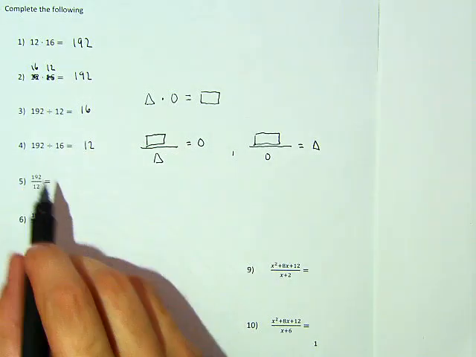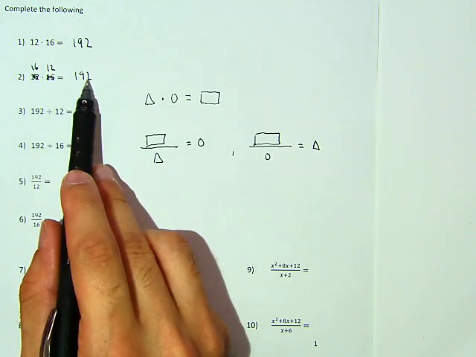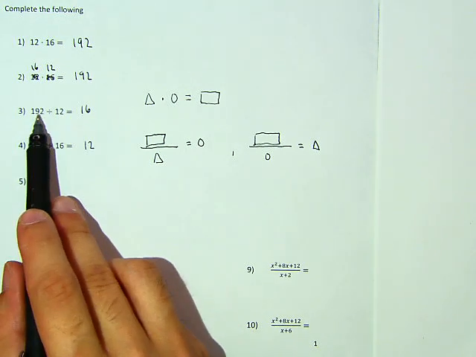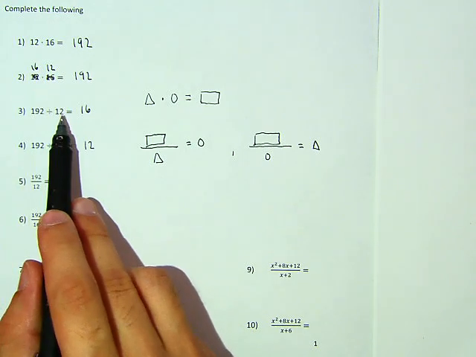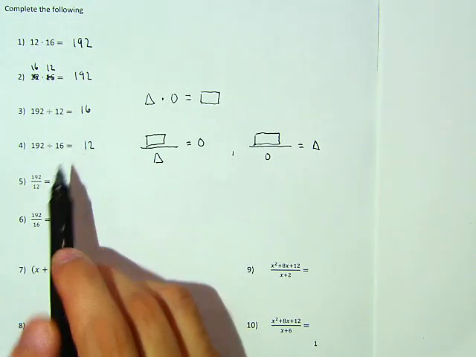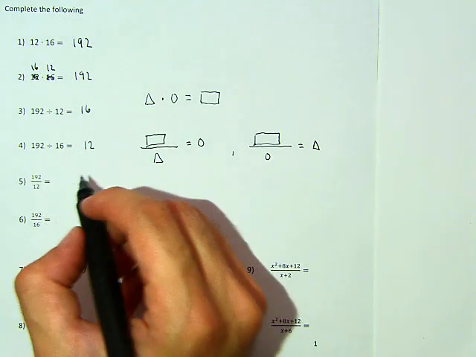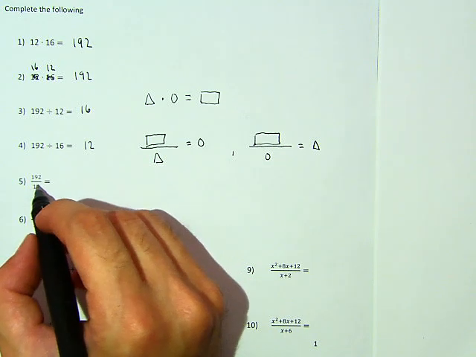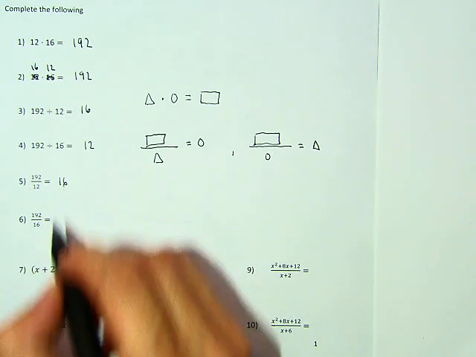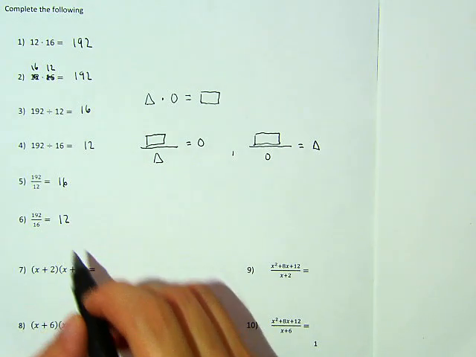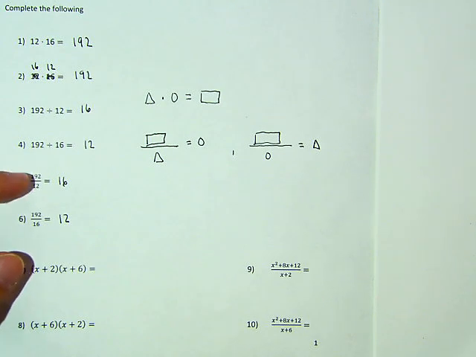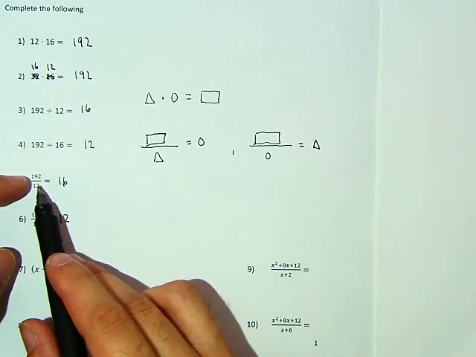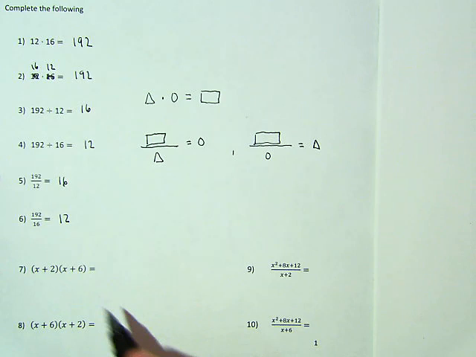For example here, if I have 16 times 12, it's 192. If I take this 192 and divide it by the 12 or the 16, I'm going to get the other one back. So 192 divided by 12 is 16, and 192 divided by 16 is 12. The reason I put this here is for you to see that this is another way of saying to divide. Okay, so let's look at the next one over here.